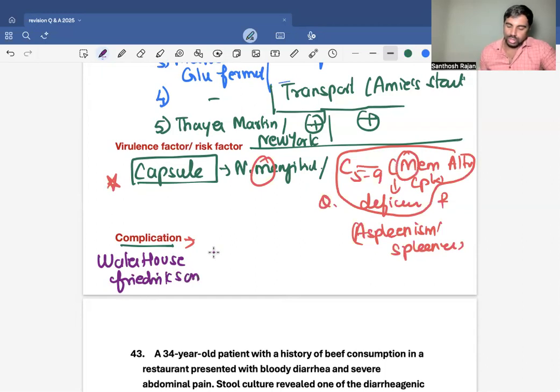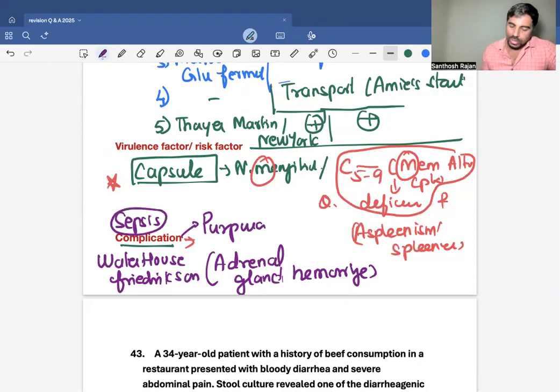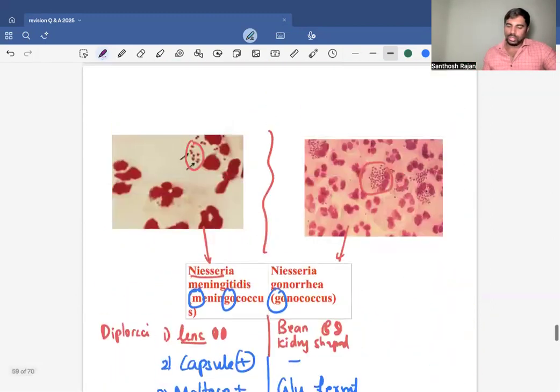Waterhouse-Friderichsen syndrome is basically adrenal gland hemorrhage. That's the common one. Not only that, they also have purpura fulminans. If it becomes sepsis, the main complication is sepsis. Because of sepsis only they get purpura fulminans or Waterhouse-Friderichsen syndrome, right? Okay, so now go to the question.